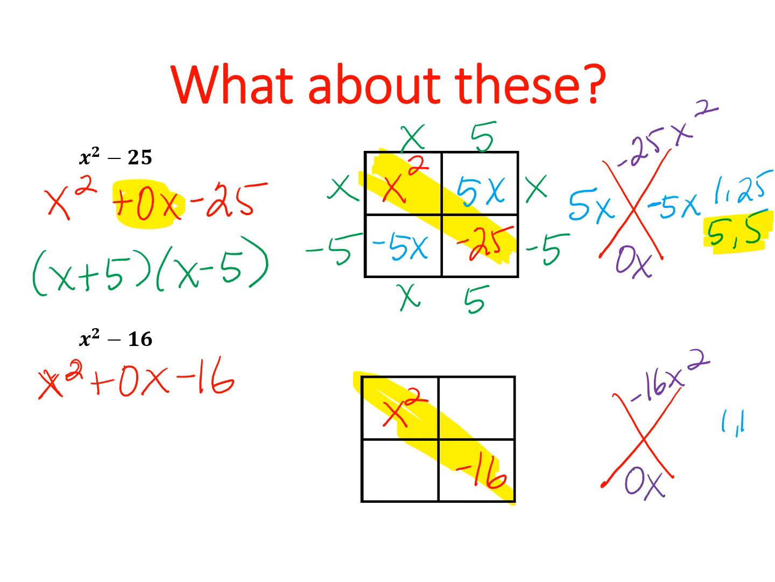So we've got 1 and 16, 2 and 8, 4 and 4. And if we're trying to get a 0 from this, the numbers are going to need to be the same. So we can pick 4 and 4, but remember, one will need to be positive and one will need to be negative.